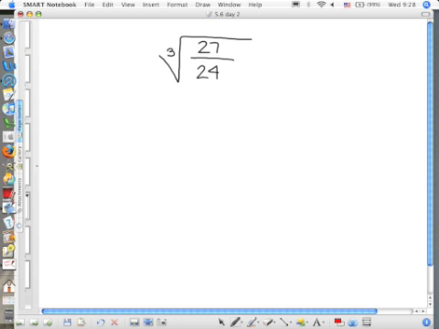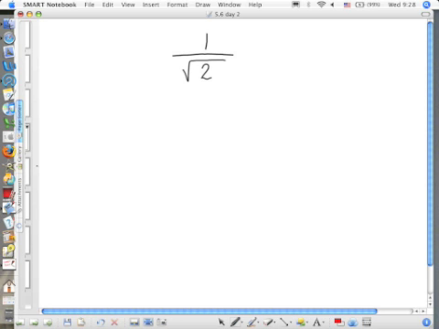Can you simplify 27 over 24? Yes. To what? 3 goes into both, so 9 over 8. Okay? I need to go back. I'm sorry. I gotta go back to this.